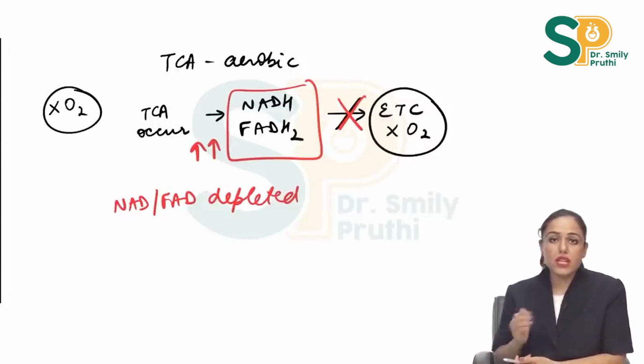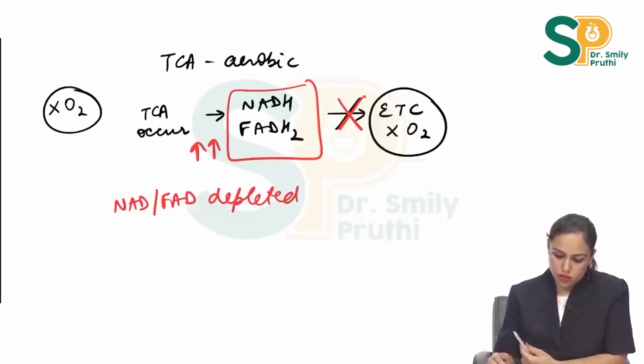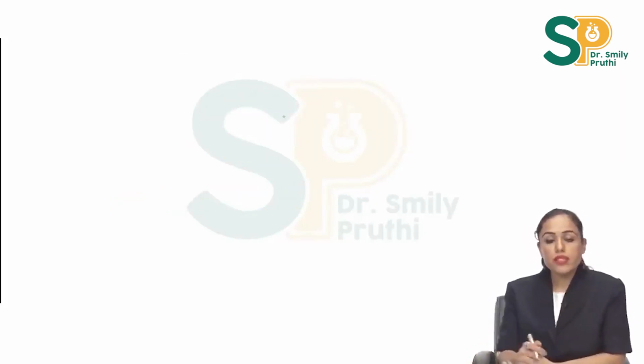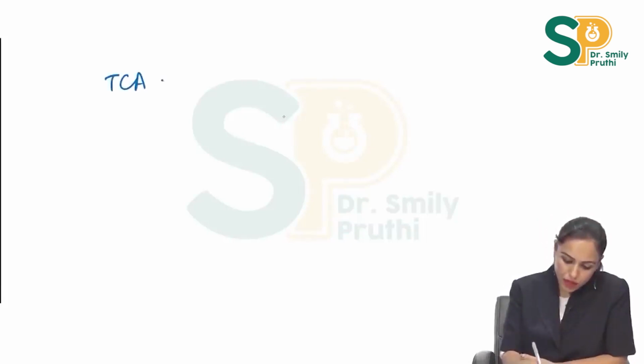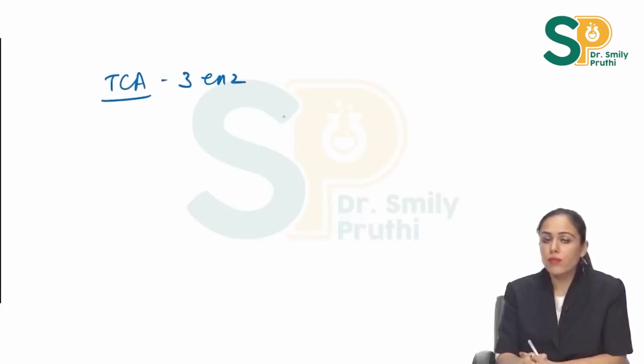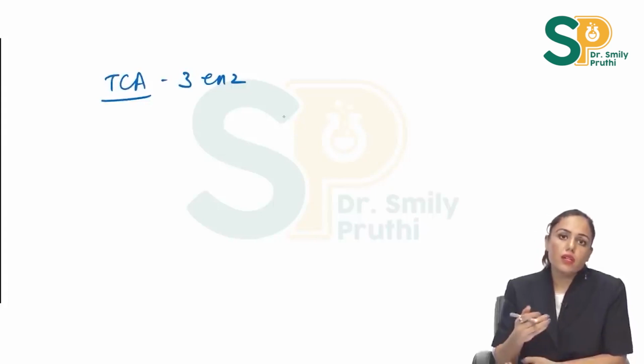So this is the reason that TCA cannot occur in anaerobic condition. Now let's see the rate limiting steps in TCA cycle. See, I said rate limiting steps. Usually in some pathway or cycle there is only one rate limiting enzyme or step, but in case of TCA cycle there are 3 enzymes which are rate limiting, 3 steps which are rate limiting. That is a very special thing here.